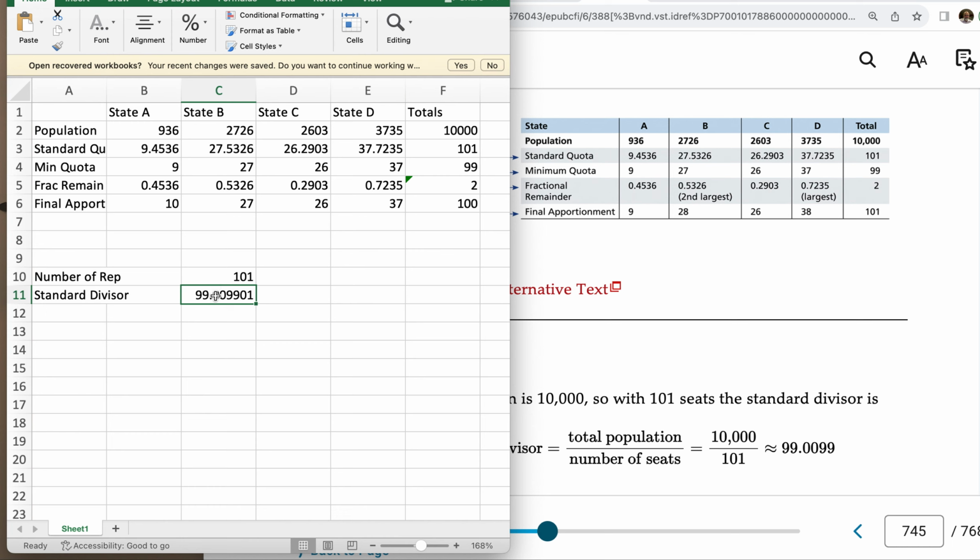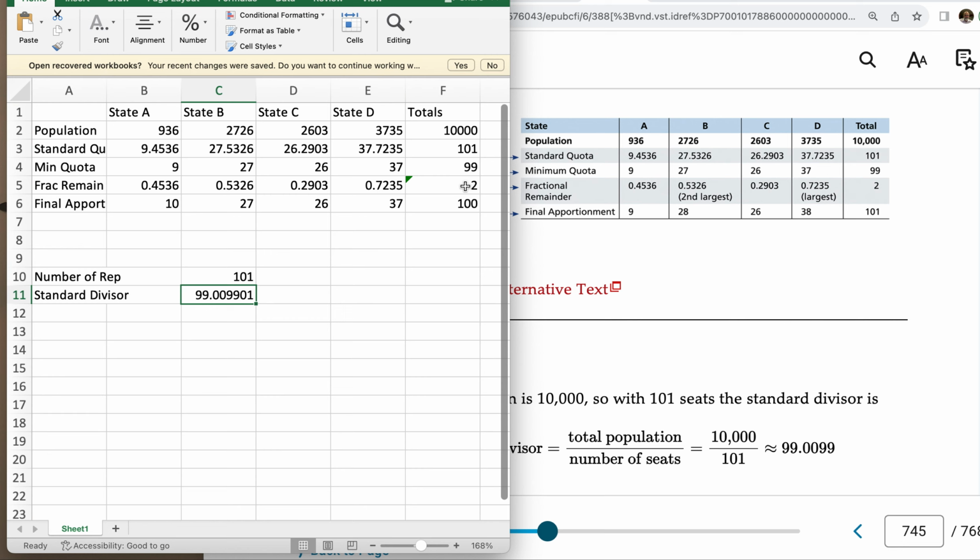That means the standard divisor is going to go down. And when we take each one of these and divide by this smaller number, we get this new set of numbers, which are identical to what they have here for 101 representatives. And if you truncate those, you get these numbers, the same numbers we had before. That's still only 99 taken up. Well, if we're trying to do 101 and we've only got 99, we've got 2 to hand out.